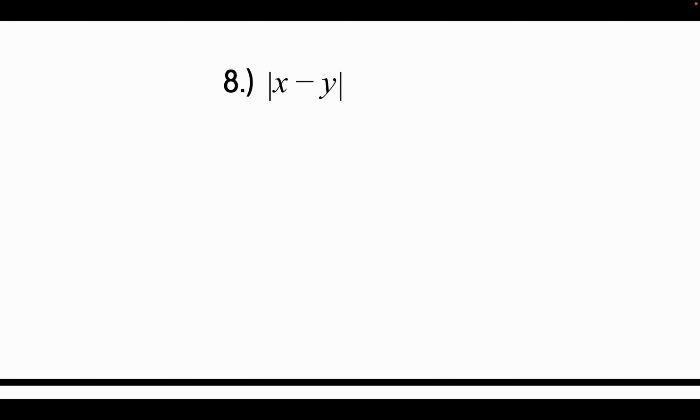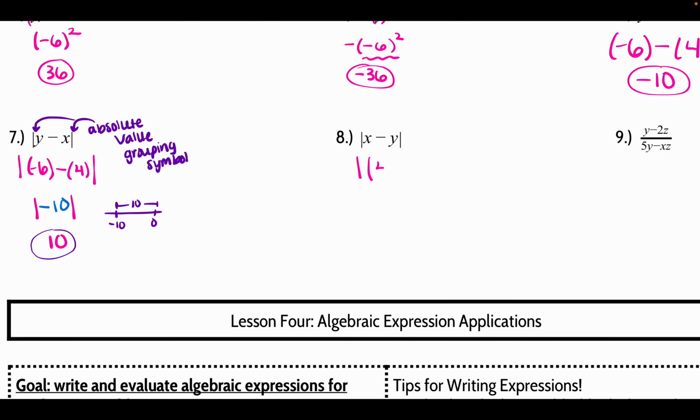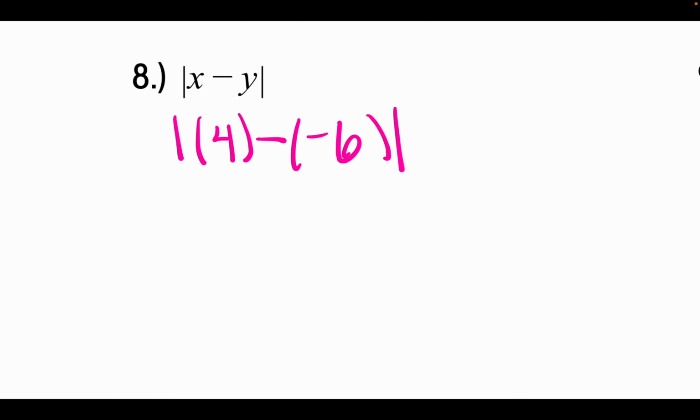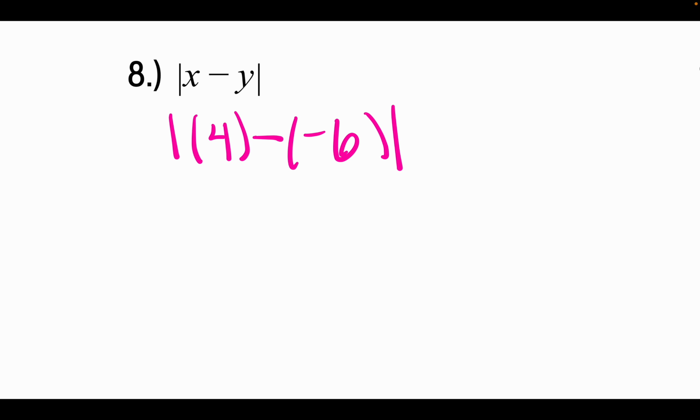Okay, now in this question, we have our number. So we have 4 minus negative 6. Okay, so we have 4 minus negative 6. Two negatives make a positive. So this is 10. So the absolute value of 10 is still 10. Okay, so that's just making that positive.